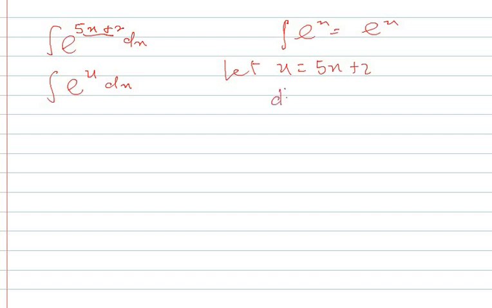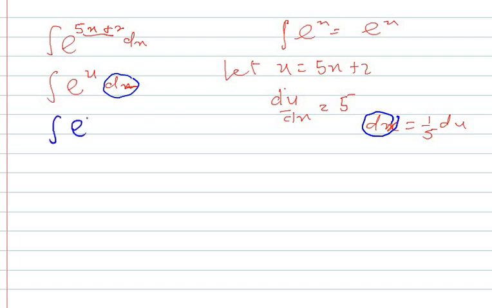We can say du with respect to x is equal to 5, since the differential of this is 5. So dx is equal to 1 over 5 du, by making dx the subject. Now we can substitute the value of dx here, so we come back and say here is dx, here is dx, so we replace this. Then we have the integral of e to the u, and our dx is 1 over 5 du.